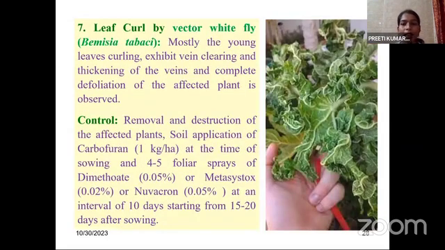Then leaf curl, I think everybody has seen this disease in papaya. The vector, the insect which spreads the disease, is the white fly. The leaf curls and wrinkles, it gets shrunken, and curling is there on the veins. The veins become thick and complete defoliation of the affected plant is observed. When the plant is affected, we can destroy the plant and control it with carbofuran, the same.